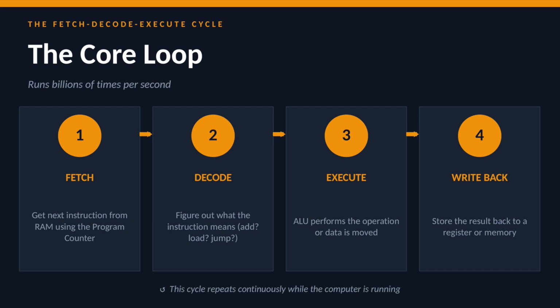Basically, the CPU works in a loop, and this loop runs billions of times per second. Step 1, fetch. The CPU uses the program counter to pick the next instruction from RAM. Step 2, decode. The control unit figures out what that instruction is actually saying. Is it an addition? Is it moving some data? Step 3, execute. The ALU performs the calculation or the data gets moved. And the last step, write back. The result gets stored back into a register and that's it. This loop just keeps running as long as the computer is on.